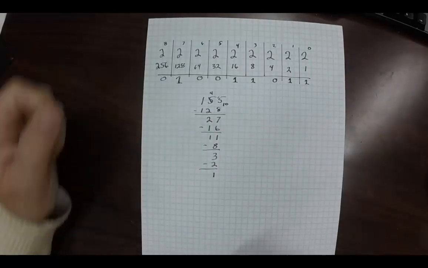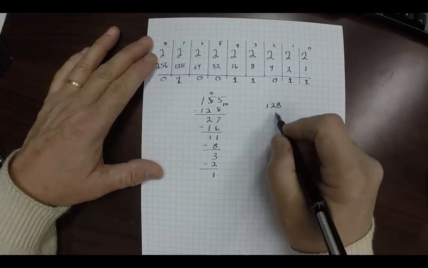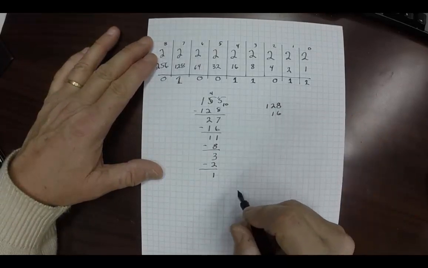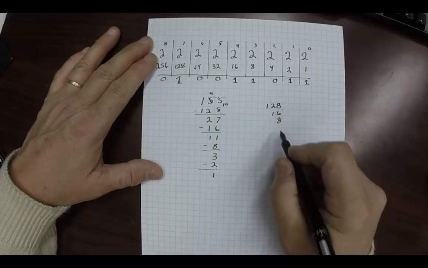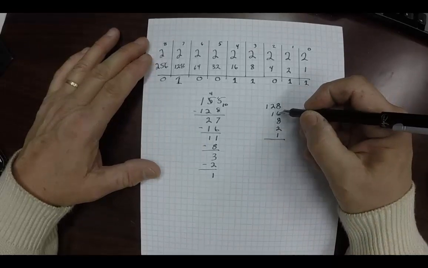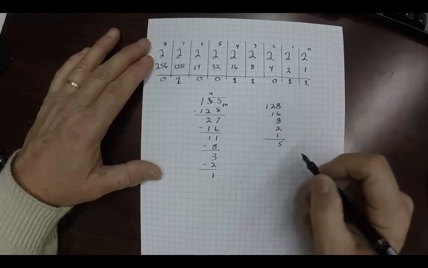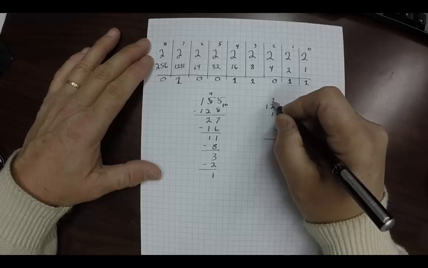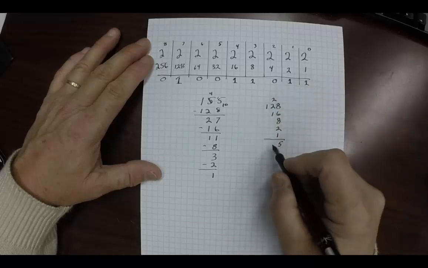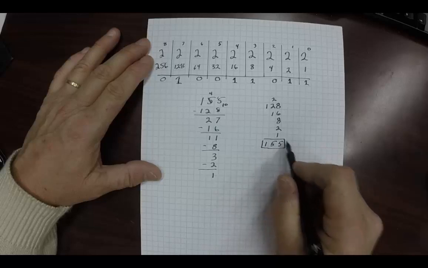Now let's make sure that works. Let's add up 128 plus 16 plus 8 plus 2 and 1. So 14, 16, so that's 5, and that's a 2, carry a 2, 4 and 5, and that's 155. It works. That's wonderful.